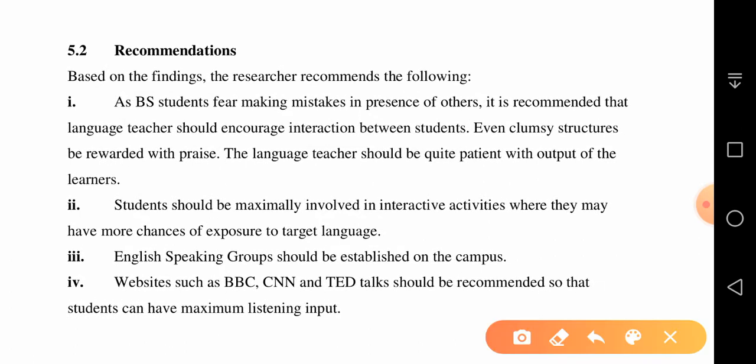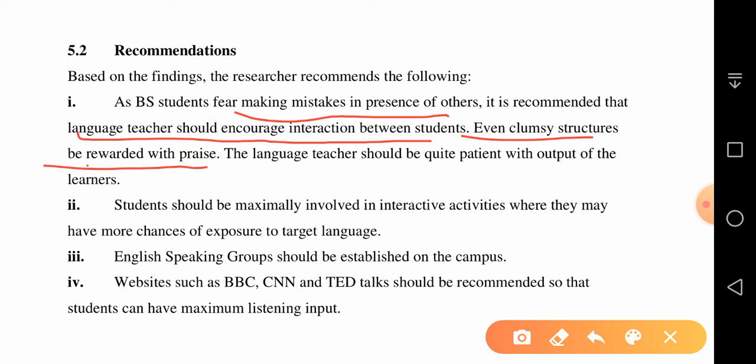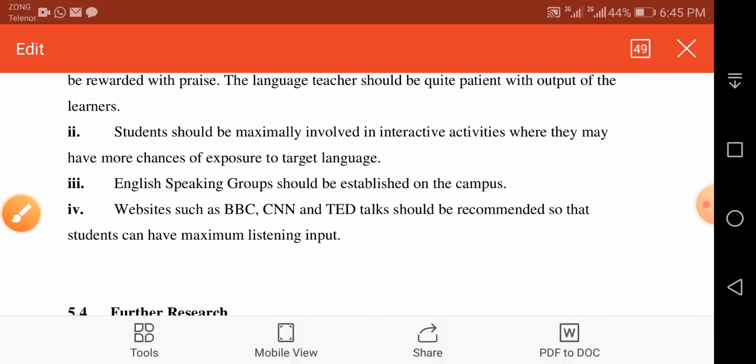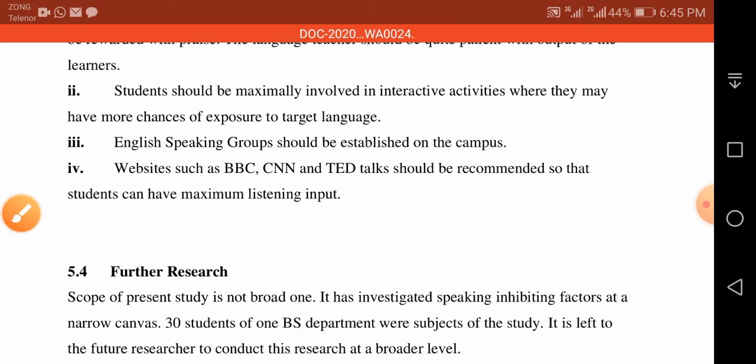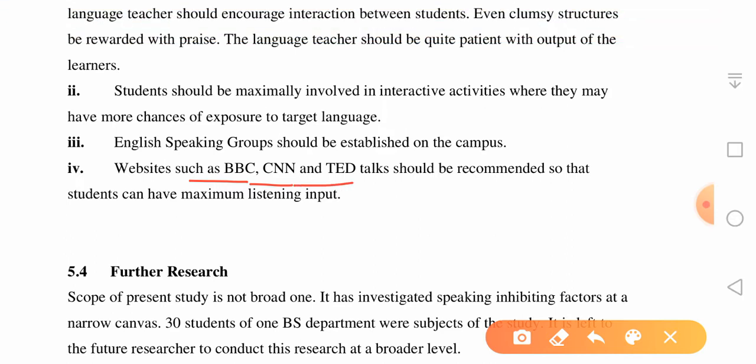as BS students fear making mistakes in the presence of others, it is recommended that language teachers should encourage interaction between students. Even clumsy structures be rewarded with praise. The language teacher should be quite patient with the output of the learners. Students should be maximally involved in interactive activities where they may have more chances of exposure to the target language. English speaking groups should be established on the campus. Websites such as BBC, CNN, TED Talks should be recommended so that students can have maximum listening input.